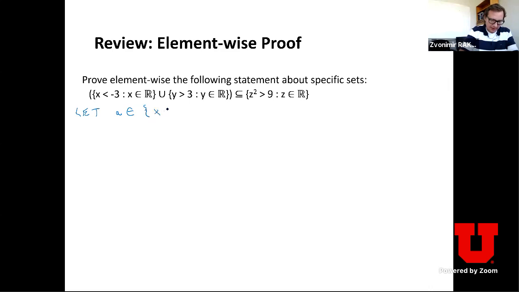So we have x less than -3, where x is an element of R. Remember, R are real numbers. Union y greater than 3, where y is an element of R. This is the structure of the proof. We assume we have such an a, and then, in the end, we have to prove that this a is also an element of this set on the right.